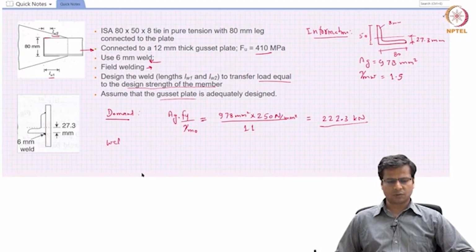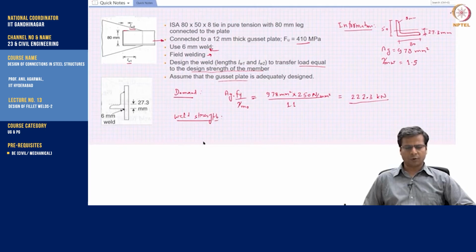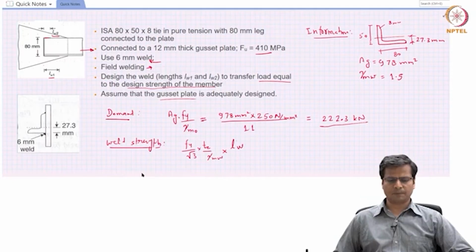So the weld strength is equal to, for a fillet weld, and no matter whether it is a longitudinal fillet weld or a transverse fillet weld, according to the Indian code, we use only this much strength: Fu divided by root 3 multiplied by Te, that is the throat thickness, divided by gamma mw, multiplied by Lw, that is the length of the weld. Fu divided by root 3 is nothing but the ultimate stress in shear. That is what we use for all types of fillet welds as per the Indian code.